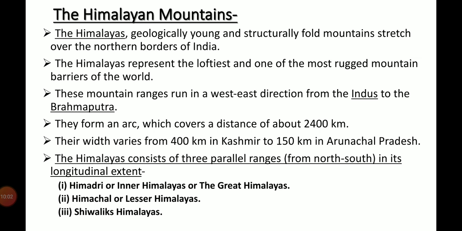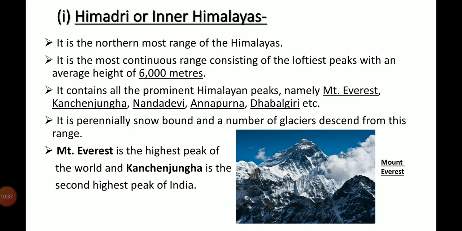Their width varies from 400 km on the Kashmir side to 150 km on the Arunachal Pradesh side. The altitudinal or height variations are greater in the eastern half than those in the western half. The Himalayas consist of three parallel ranges from north to south. And these three parallel ranges are number 1, Himadri or Inner Himalayas or the Great Himalayas, number 2, Himachal or Lesser Himalayas, and number 3, Shivalik Himalayas.